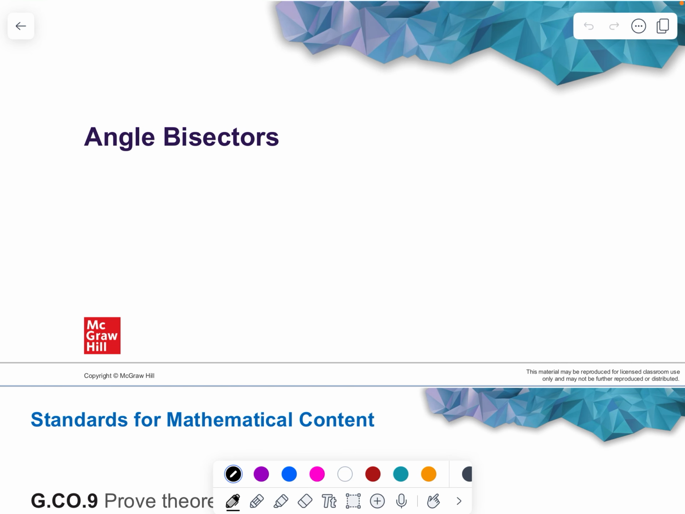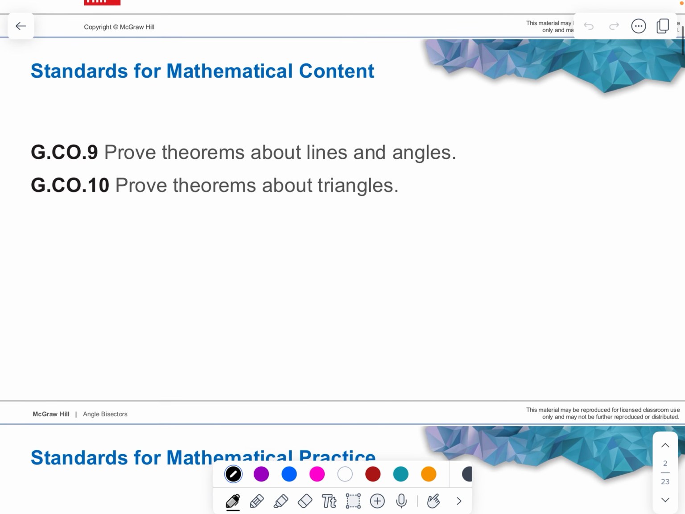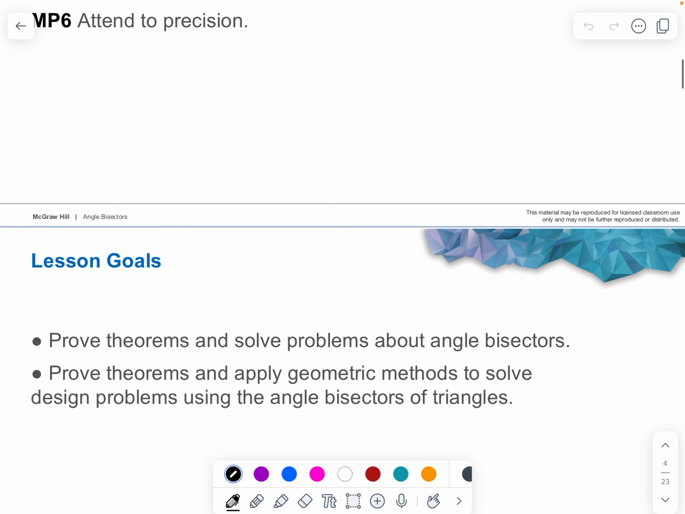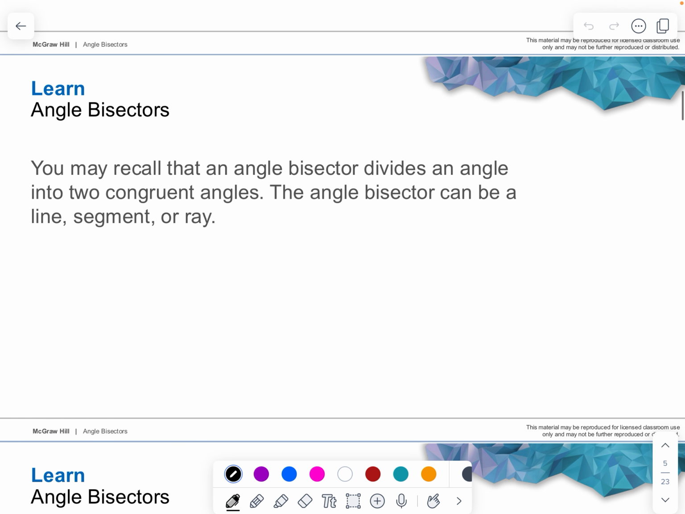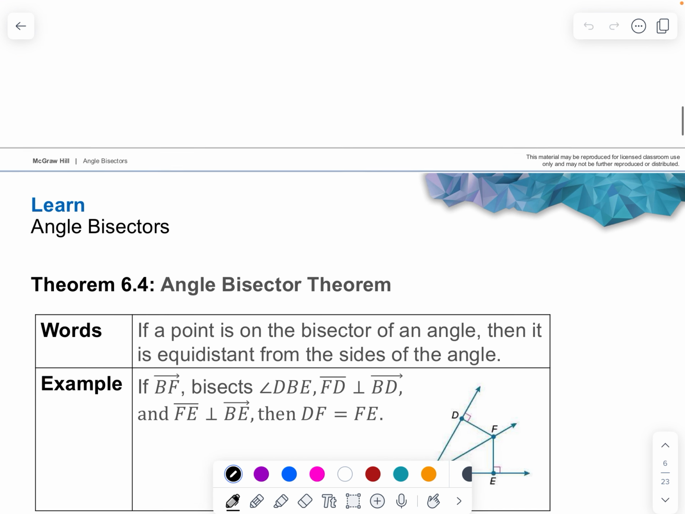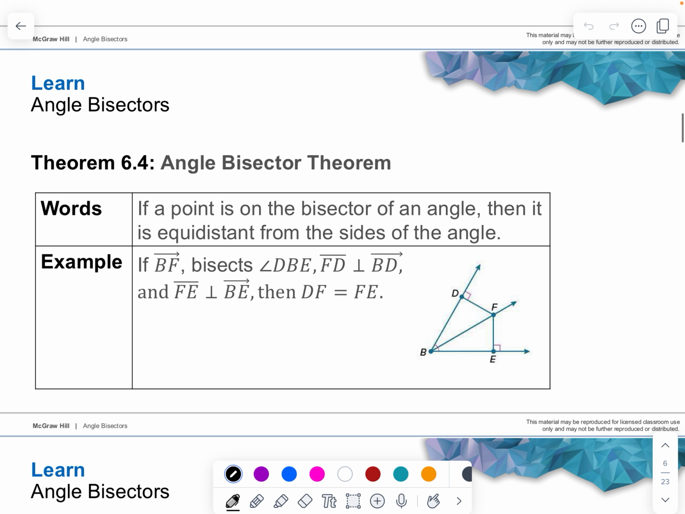All right, we're doing 6-2 angle bisectors, and we are going to be talking about theorems and solving problems about angle bisectors. So let's dive right in. You might recall that an angle bisector divides an angle into two congruent angles. That angle bisector could be a line, a segment, or a ray. So here is the first theorem. The angle bisector theorem is if a point is on the bisector of an angle.